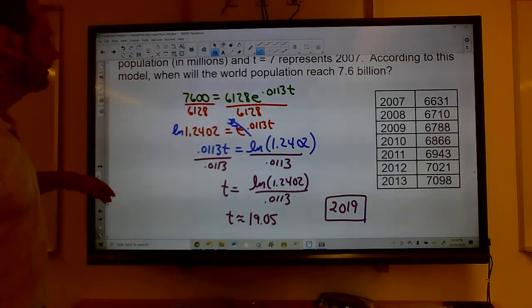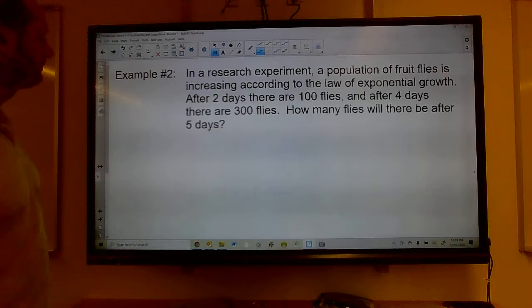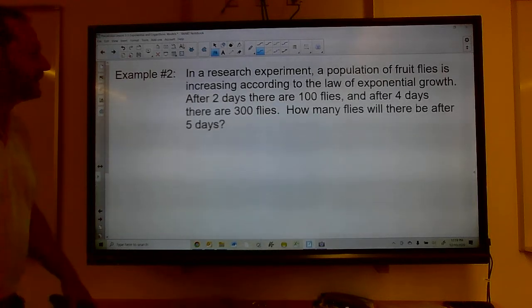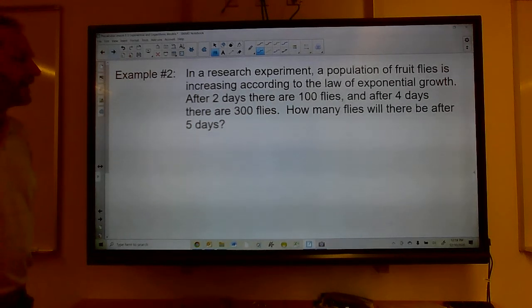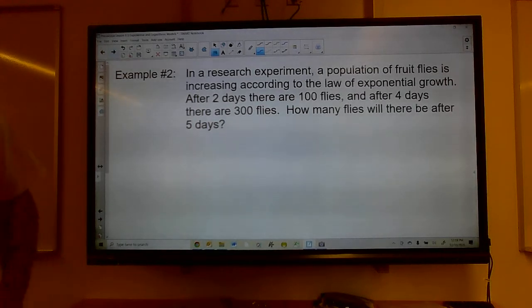So, not too difficult. In a research experiment, a population of fruit flies is increasing according to the law of exponential growth. After 2 days, there are 100 flies, and after 4 days, there are 300 flies. How many flies will there be after 5 days?